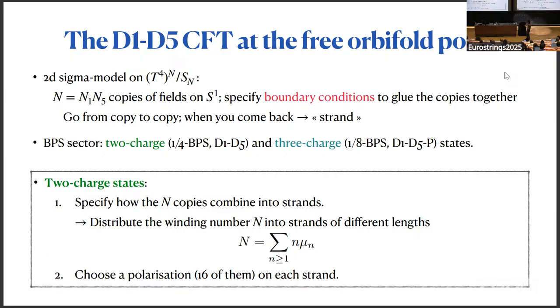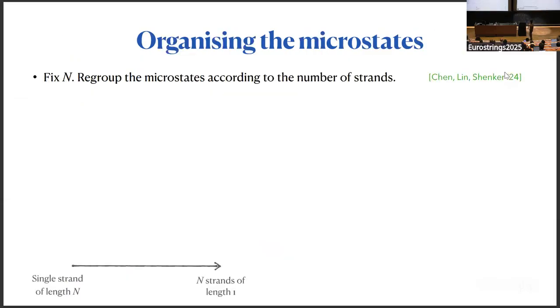So if I think about 2-charge states, then essentially I have two steps to do. The first step is to specify how the N copies combine into strands. I have to distribute the winding number N into strands of different lengths. And as a second step, I have to choose a polarization on each of the strands, and I have 16 choices on each strand. Now I can organize the microstates. I can fix N, and regroup the microstates according to the number of strands. On the left, I put the longest strand, a single strand of length N, and on the right, I put the microstates composed of smaller strands, N strands of length 1.